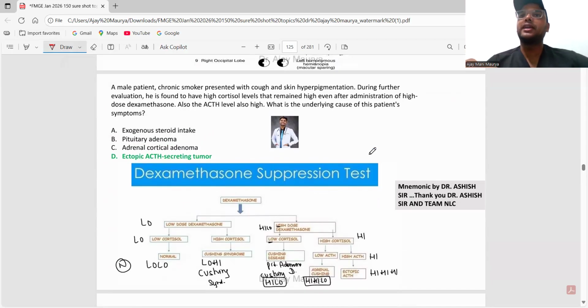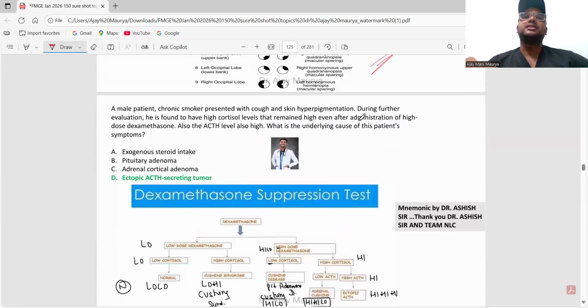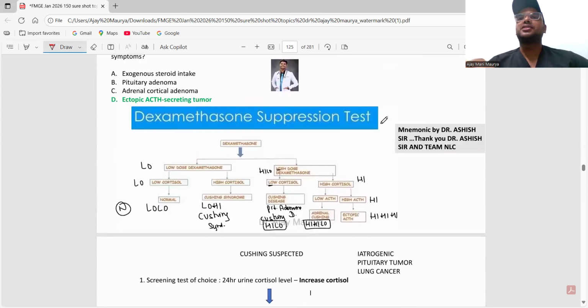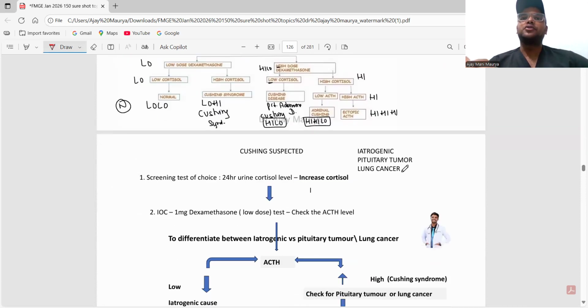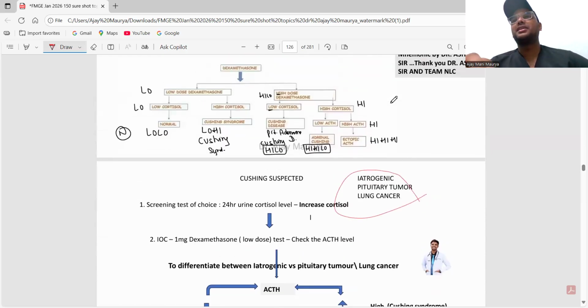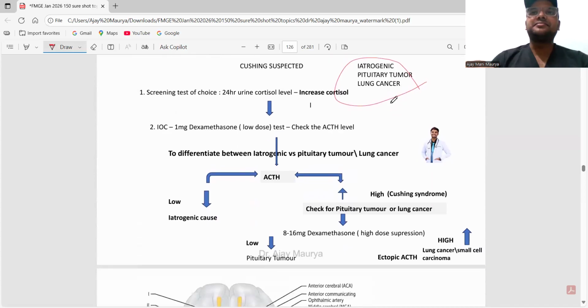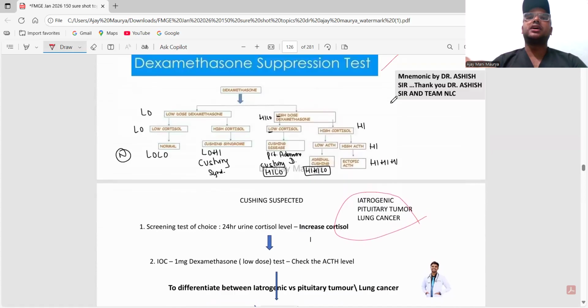dexamethasone suppression test. Now, please try to take a Xerox, or if you are opening the laptop, just take note in the pad of what you have to read. This mnemonic is by Akashi sir, but I'm going to teach you this one in a very simple way. If you only remember the mnemonic, it won't work. Just remember this one. This is the dexamethasone suppression test.